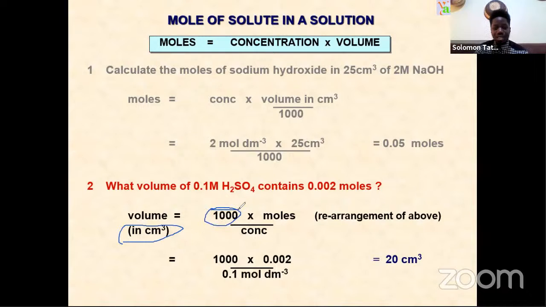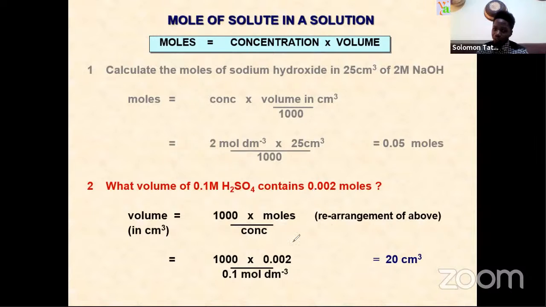Like we saw in the introduction of the formula, you have to multiply by that 1,000 for us to get it in cubic centimeters. If we're required to get it in decimeters cubed, there is no need for the multiplication of 1,000. You just divide your moles by the concentration, and you'll get the answer in only decimeters cubed. So that's it. That is the calculation.